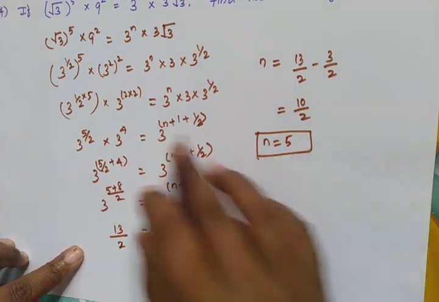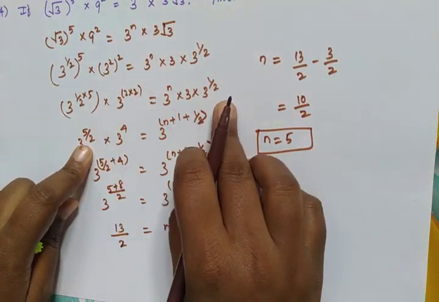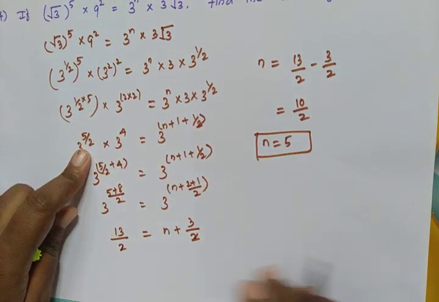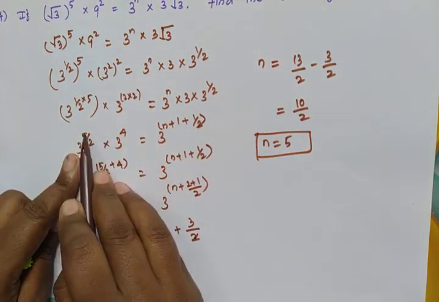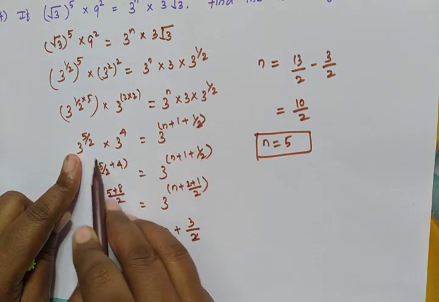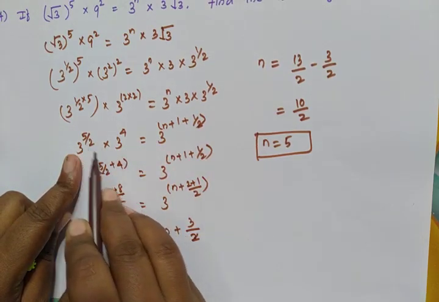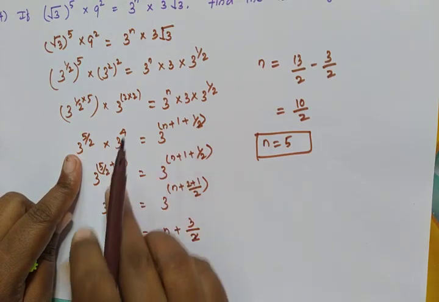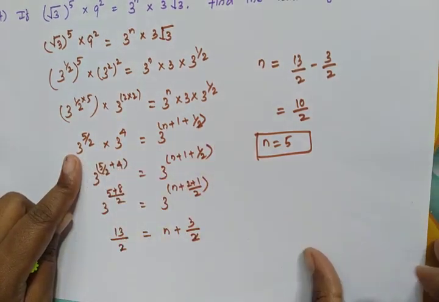Either we can solve like this or else we can solve in two or three steps also. Just to show this, I am taking this many steps, or else we can complete here also. 3 power 5 by 2 into 3 power 4 is equal to... Now bases are common. So here itself we can write 5 by 2 plus 4 is equal to n plus 3 by 2. So here itself we can complete the answer.